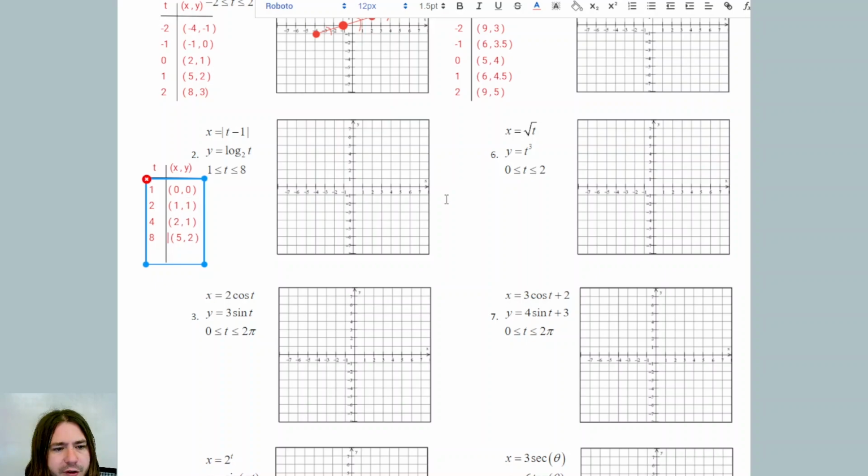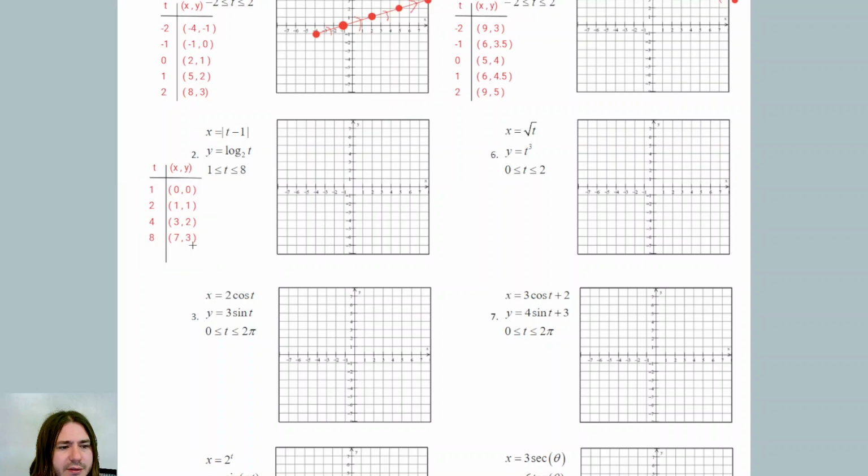For the next one, we've got 4, so 4 minus 1 is 3. And then log base 2 of 4, so 2 squared is 4. And then finally for 8 here, 8 minus 1 is 7, absolute value of 7, 7. The absolute value here really doesn't do anything because all these t values are already positive, and we don't end up with any negative numbers in here. If we did, then we would see something sort of different happen. But anyway, log base 2 of 8 would be, 2 to the 3rd power is 8, so we get 3. So we've got our points here.